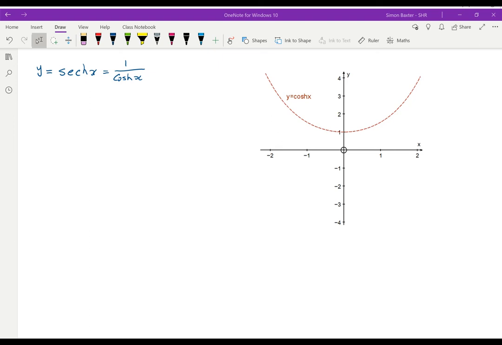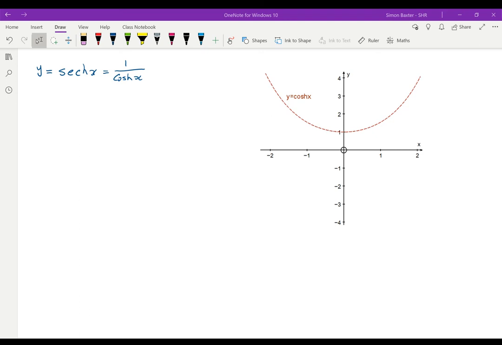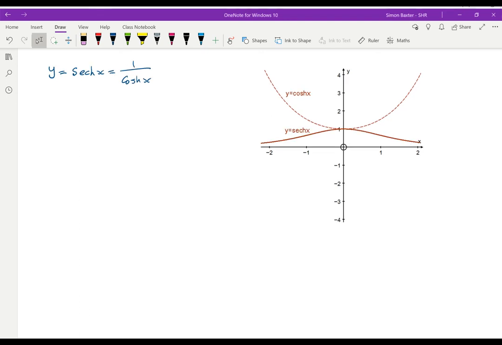Okay, let's have a look and see. We are doing 1 divided by the dotted curve. 1 over 1 is 1. As cosh gets bigger, 1 over cosh gets smaller. And as cosh gets bigger and bigger and bigger, this gets smaller and smaller and smaller down to 0. And the same is going to happen on the other side. And there we have it, exactly as we were looking at.